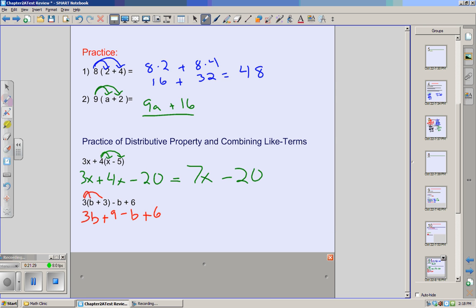I look at my terms. I have a 3b and a minus b. 3b minus b gives me 2b. And I have a positive 9 and a positive 16. Positive 9 plus positive 16 is positive 25. 2b plus 25 is my answer. Since there is no equal sign, I do not need to solve for b or solve for the variable. 2b plus 25 is my final answer.